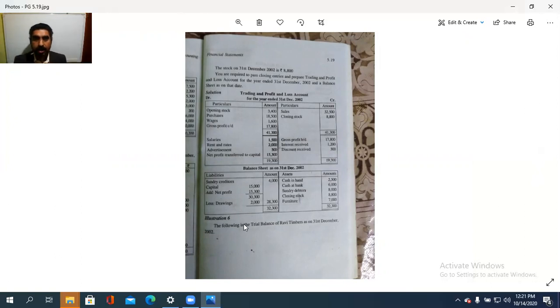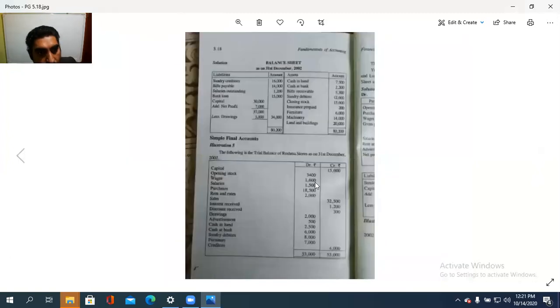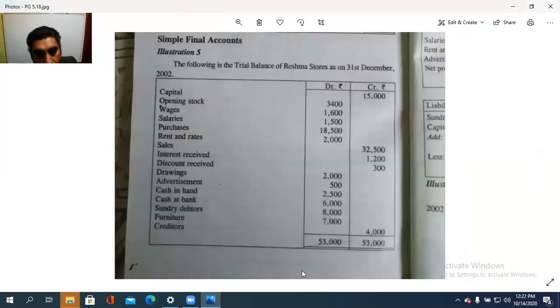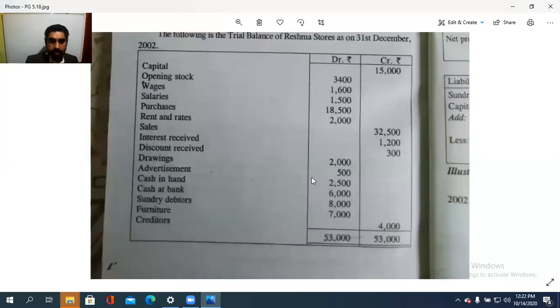So you are required to pass closing entries and prepare trading and profit and loss account for the year ended 31st December 2002 and a balance sheet as on that date. So see, we will do it now. First of all, we need to prepare the trading and profit and loss account.